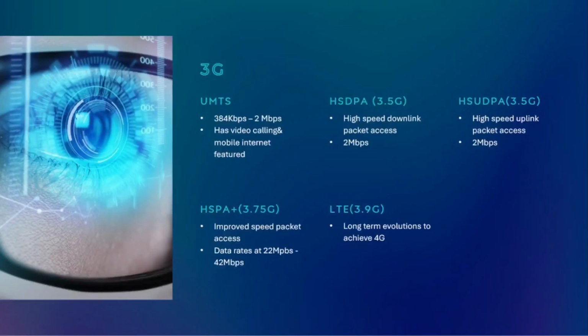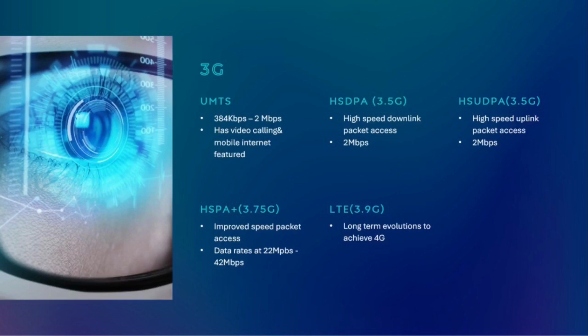Then we have 3G with the name of UMTS, stands for Universal Mobile Telecommunication System. UMTS gave us a data rate at 384 kilobit per second until 2 megabit per second. 3G brings faster data transmission speeds so that we can use our mobile phone in more data demanding ways such as video calls and mobile internet.